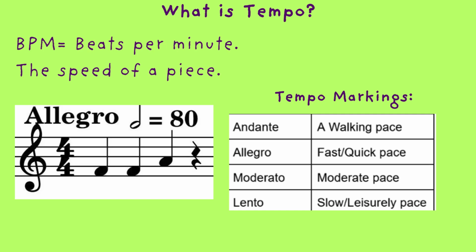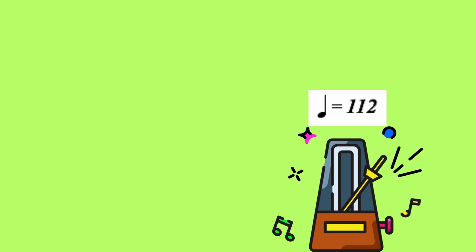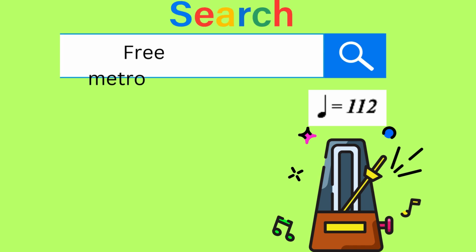These terms will be written at the top of the music where the BPM would also be written. If the tempo is 60 BPM, for example, then you use a metronome to give you a beat. A metronome is a machine that keeps a consistent tempo for you to follow. You can find this online or buy a physical one.